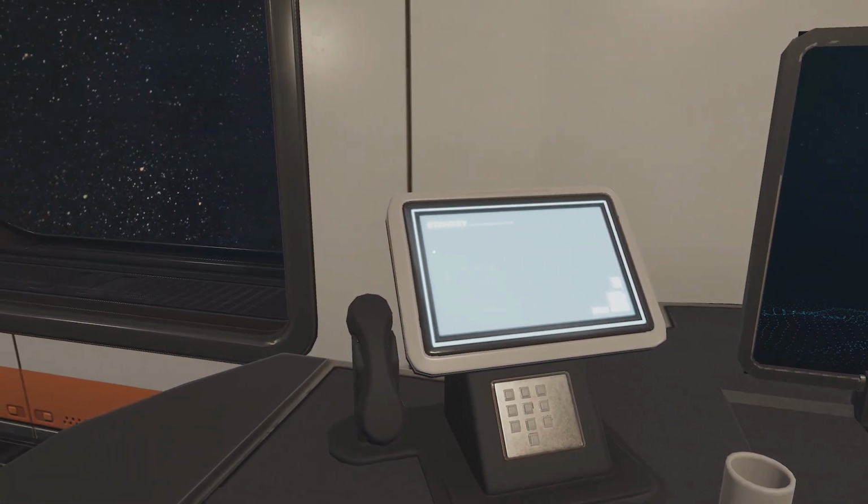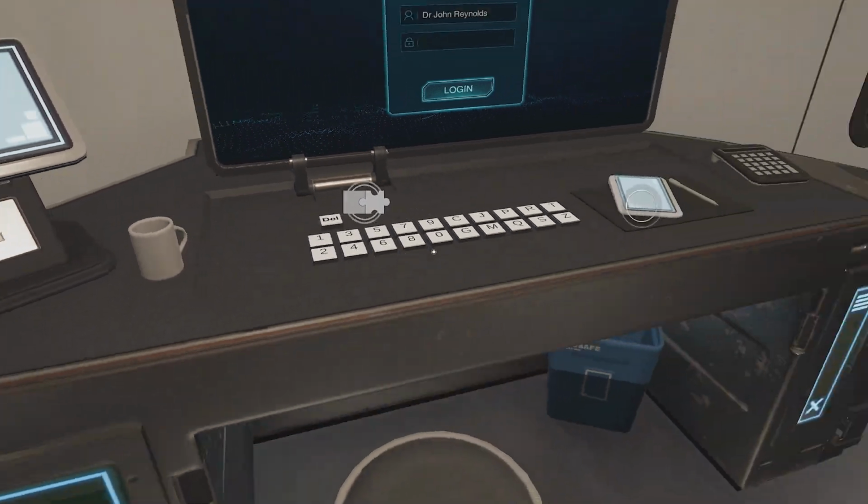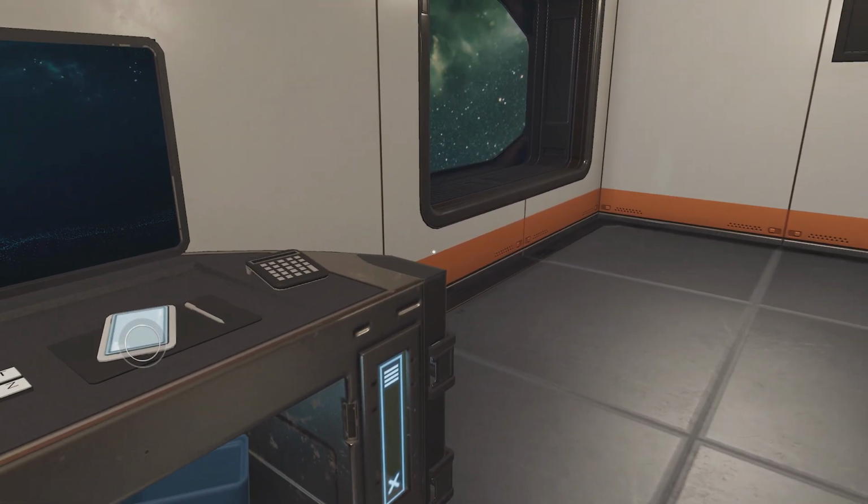And we do have the computer here, which I'm assuming I just used that password that's written on the wall.